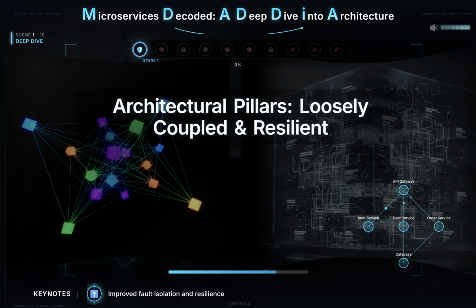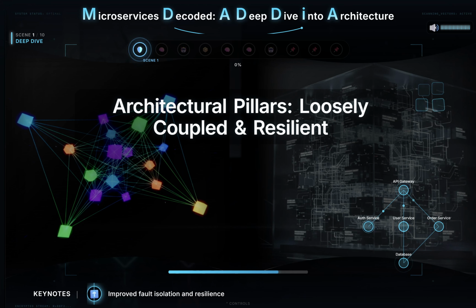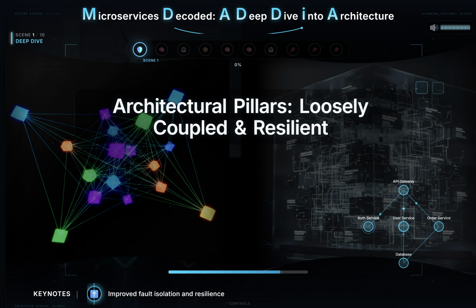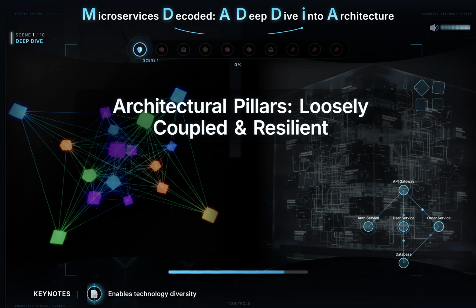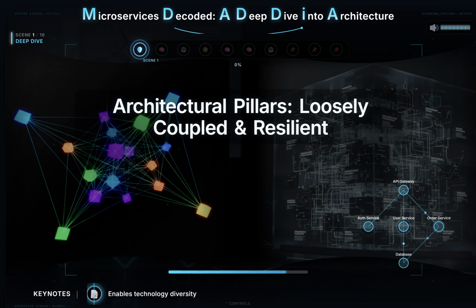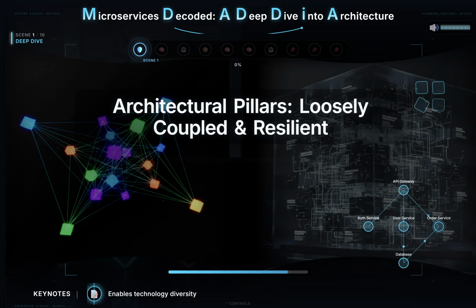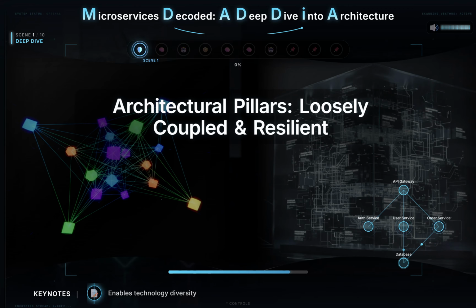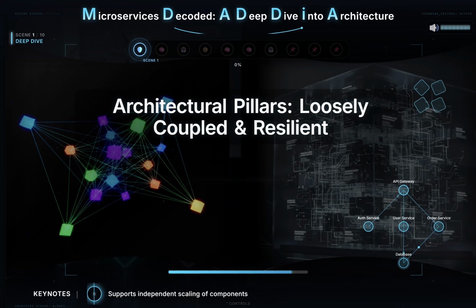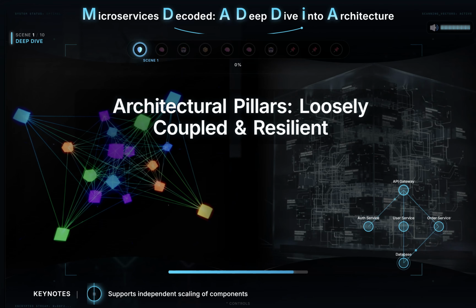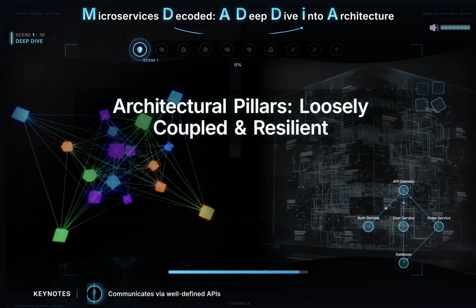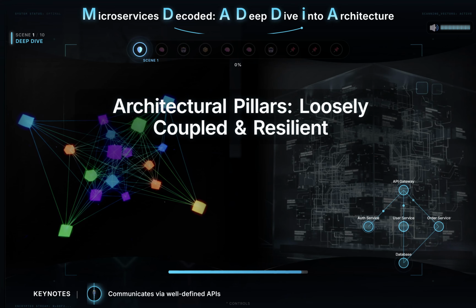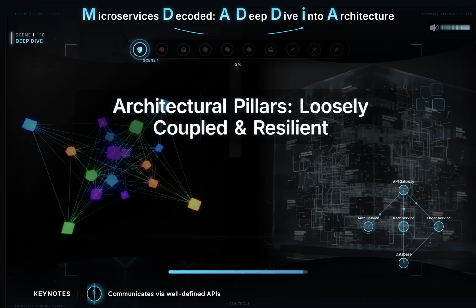This approach fundamentally improves fault isolation. If one brick fails, the entire structure doesn't collapse. It also unlocks unprecedented scalability and allows for technology diversity, letting teams pick the right tool for each job. Understanding these foundational principles isn't just academic. It's the bedrock for truly resilient, evolvable software systems. But every powerful tool has its trade-offs. So, next, let's critically examine how microservices stack up against their monolithic counterparts.